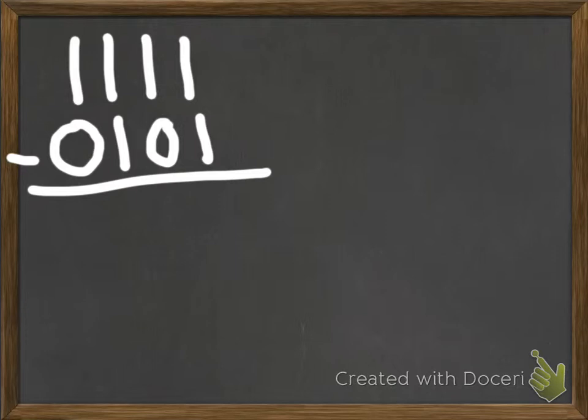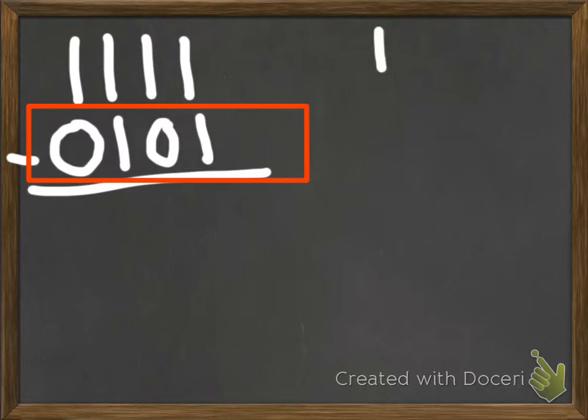In order to subtract this, we're going to have to take this number here, because we're trying to subtract this from the above number, and we invert all the bits. So let's go ahead and do that real quick. So 0 1 0 1 is going to become 1 0 1 0.